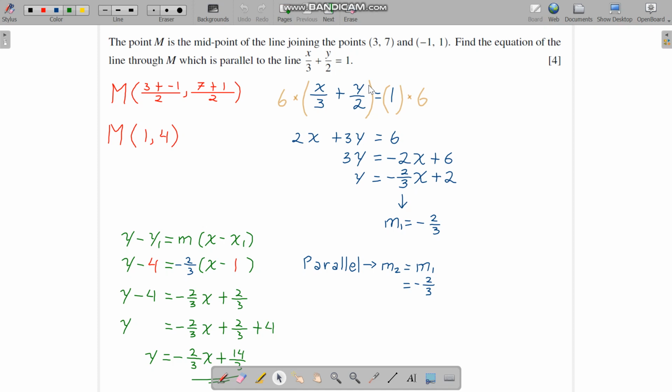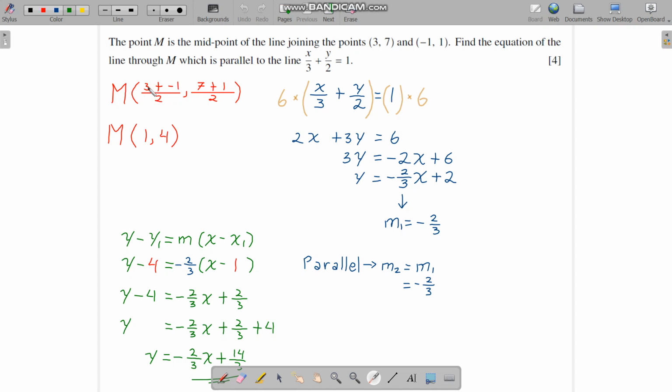Everyone, this video is about coordinate geometry paper 1 past paper questions. So example 1: here we have the point M, which is the midpoint of the line joining the points this and that. Find the equation of the line through M parallel to the line. So we can find the midpoint first using the midpoint formula.